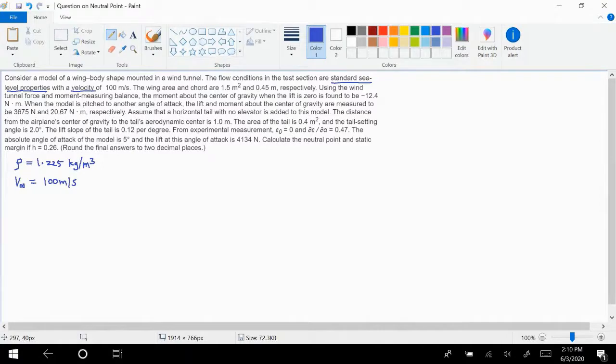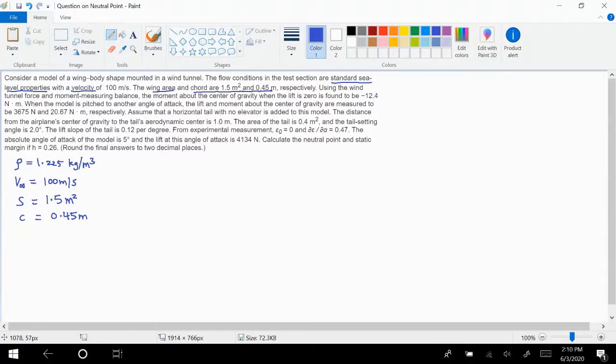The wing area and chord are 1.5 meter square and 0.45 meter respectively. So area of the wing is equal to 1.5 meter square and chord is equal to 0.45 meter. So it says chord here, you can assume that this is the mean wing aerodynamic chord.